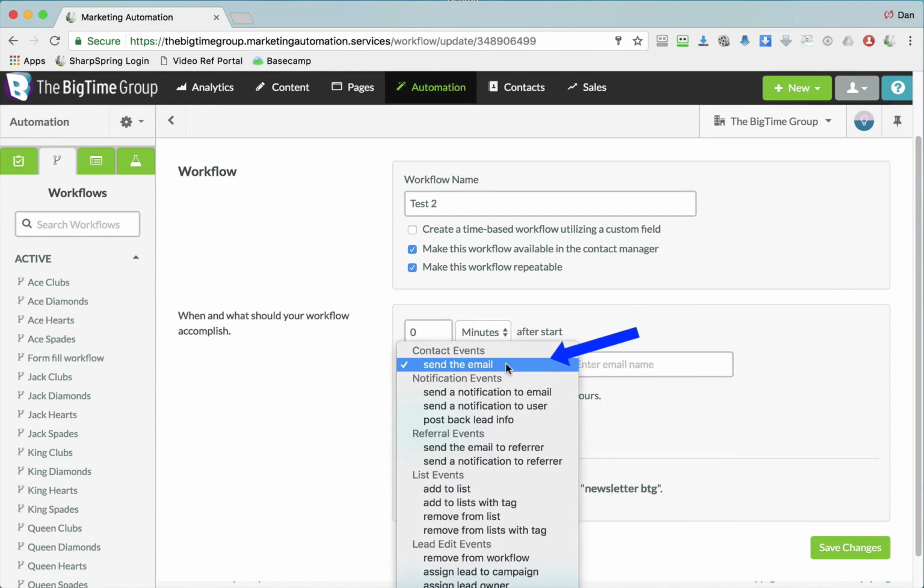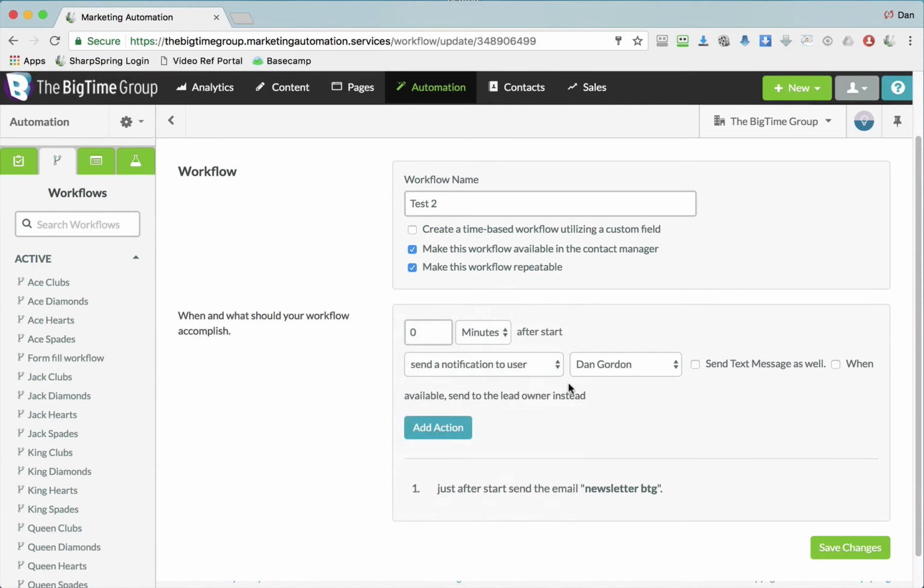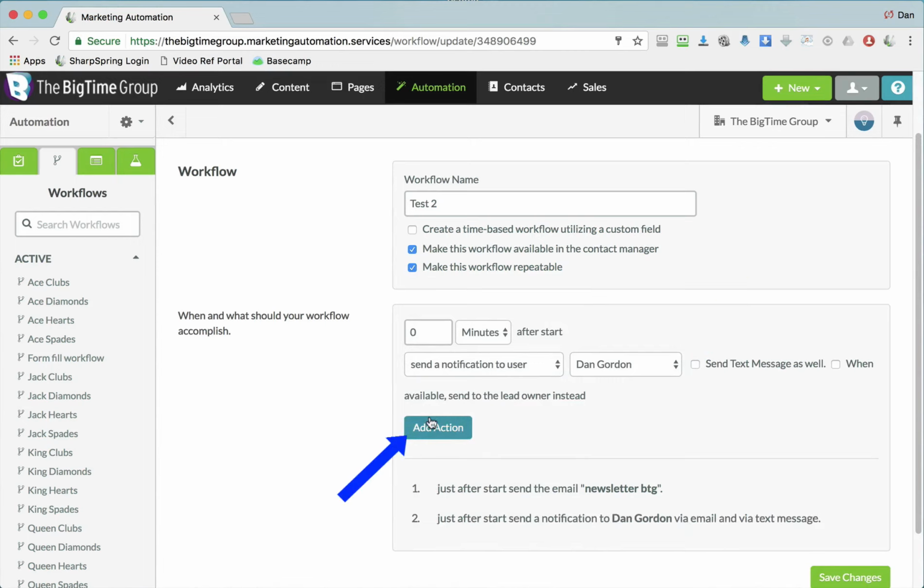Next, we're going to click on this drop down and we're going to use notification. And as you can see, there's a lot of different ways that a workflow can begin. So we're going to send a notification to me. And I also want to get a text message as well. And I'm going to click Add Action. So now person fills out a form, they get a thank you, I get a text.